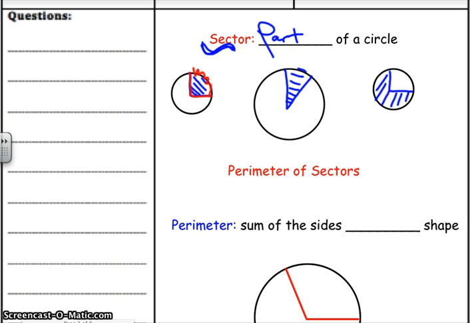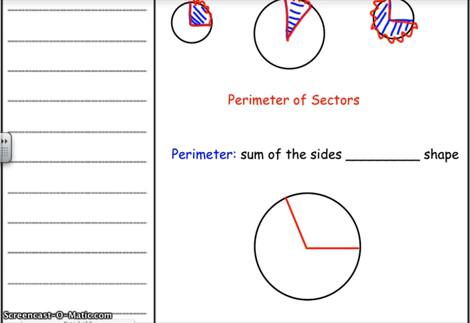If I wanted to find the perimeter of this other sector, I would add the radius, that's the outside, the other radius is the other outside, and then this portion of the circumference. It's not the whole circumference, it's part of the circumference. Radius, radius, part of a circumference. And that would tell me my perimeter. Do you agree with that? All right, let's move forward.